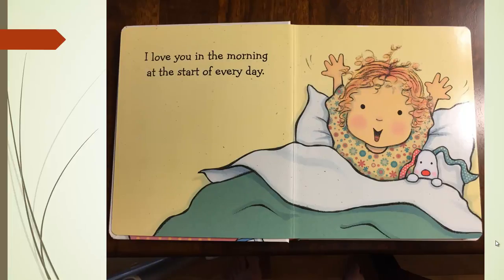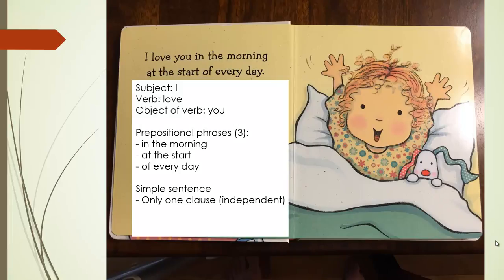So our first sentence is, "I love you in the morning at the start of every day." So if we cover the basics right, we'll quickly identify that this actually is a sentence. We start with a capital letter, have a period at the end, and we can identify that we have a subject and verb, right? I, subject, love, verb. And the object of the verb, the noun or pronoun receiving the action here, receiving the love, is you. I love you. Okay, so we have that complete thought. We have the punctuation. We have the capital letter. So we have a sentence.